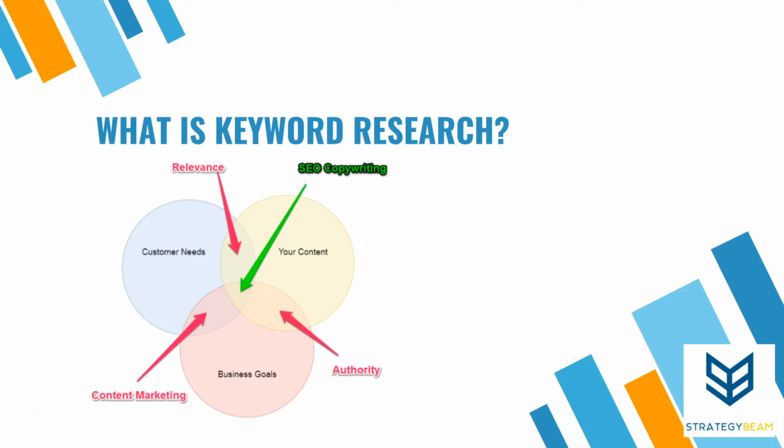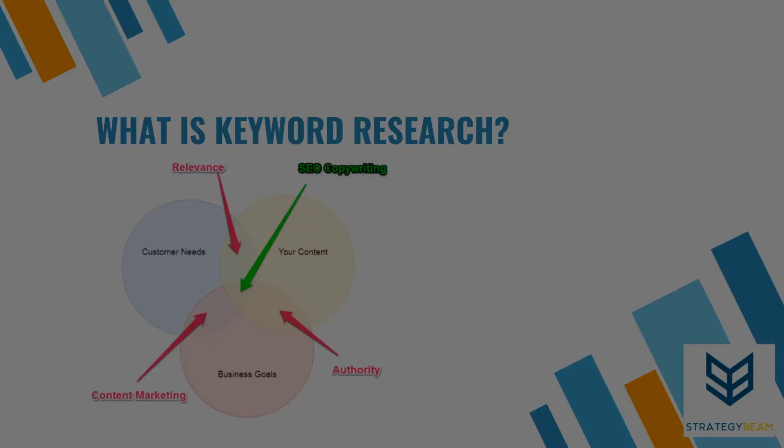So between customer needs and content is relevance. You need highly relevant content to get ranked. And then between your content and business goals is your authority. This is really what proves to people that they can trust you. And then content marketing is that sweet spot between customer needs and your business goals. And as you build out that content, you want to make sure that that overlays. But right in the middle is SEO copywriting, which is key to keyword research.